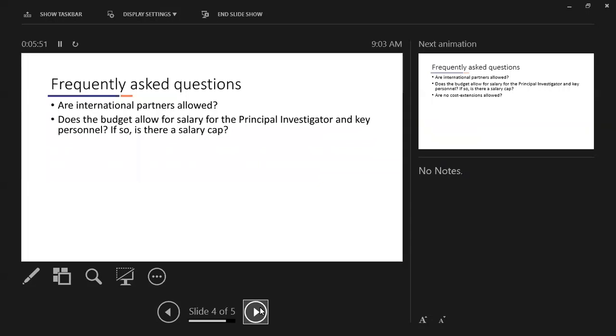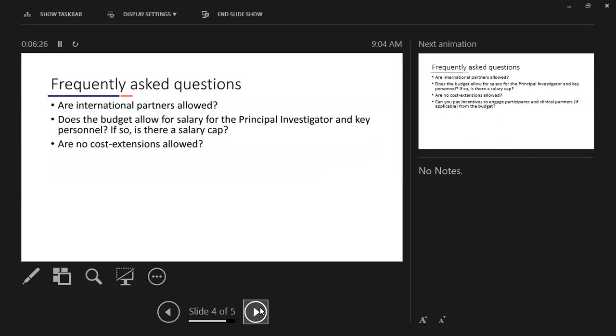Does the budget allow for salary of the principal investigator and key personnel? If so, is there a salary cap? The budget does allow for salary costs for the principal investigator and key personnel. These costs should be included in the staff cost tab of the budget template available on the LINCS website. We do not have a salary cap, but each budget will be reviewed on a case-by-case basis, and we may request revisions if it appears a significant portion of the requested grant funds are allocated to salary costs as opposed to program activities.